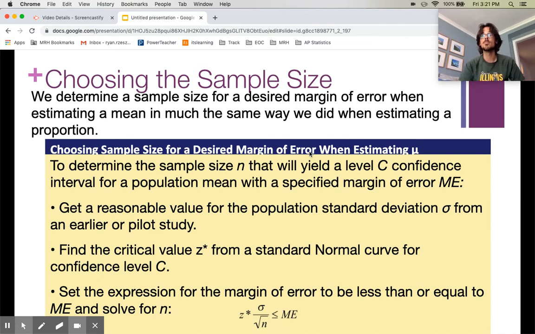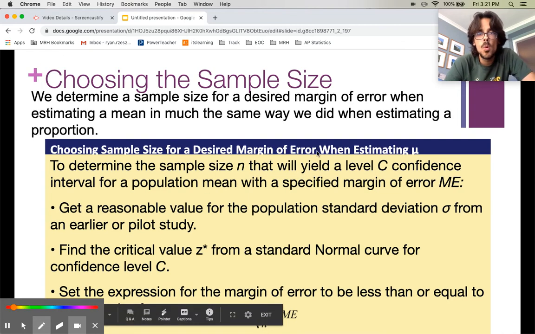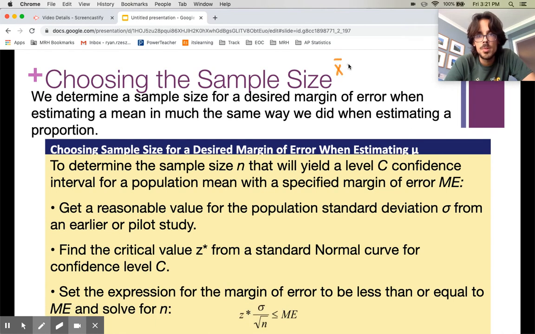Very last thing in the chapter we have to talk about is how you figure your sample size to get a certain margin of error. We did this last section in 8.2 with P problems. Now we're going to do it with mu problems. So if you recall, what you're supposed to do is take the thing after the plus or minus sign.